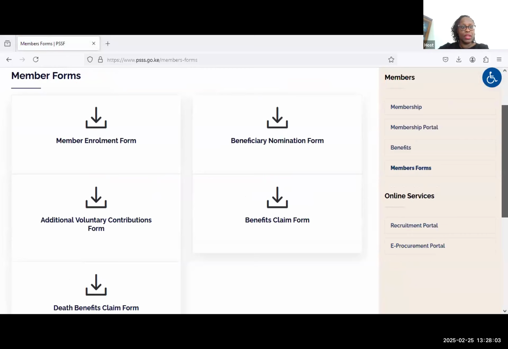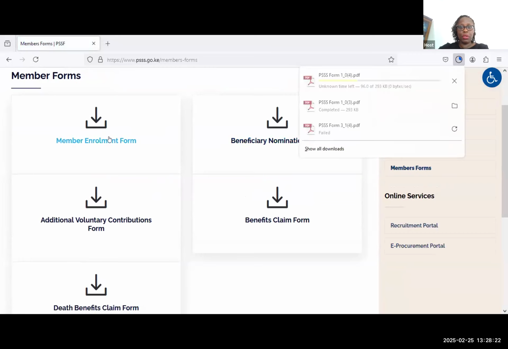When you click on member forms, it will take us to where the forms are, and I hope you can see that. And we have the 5 forms here. The 2 forms that we are speaking about today are the enrollment form and the beneficiary nomination form. However, we will look at all the forms so that we have at least had some information about these forms. So we will open the member enrollment form.